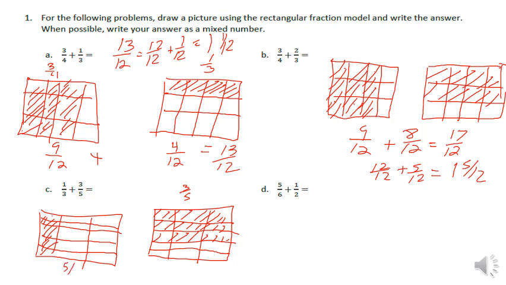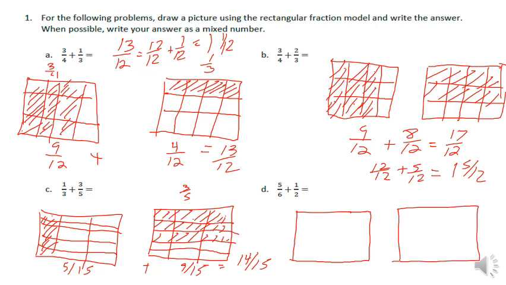Now we can see here we have 1, 2, 3, 4, 5 out of 15. And over here we got 1, 2, 3, 4, 5, 6, 7, 8, 9 out of 15. Adding them together, that gives us 14 15ths. So we actually ended up with a fraction less than 1. 5 plus 9 is 14. I guess they tried to trick us there because we thought it was supposed to be greater than 1.